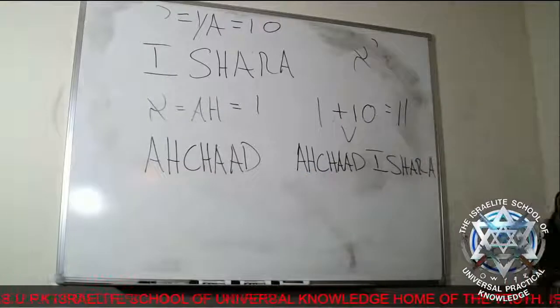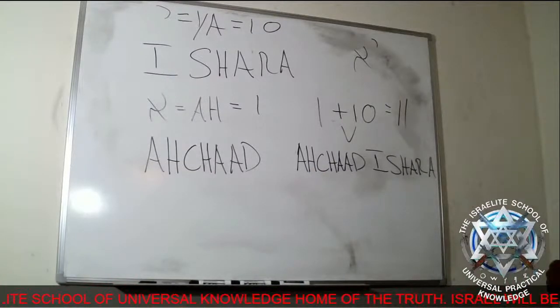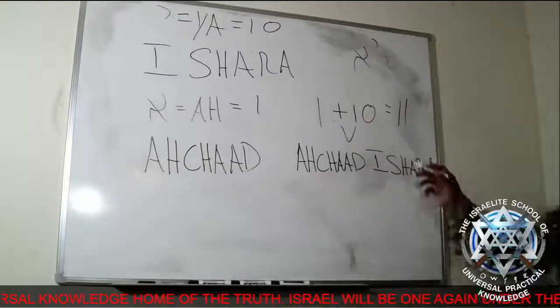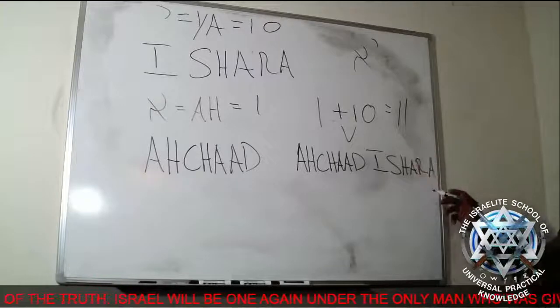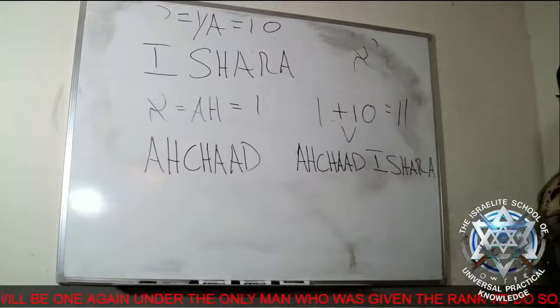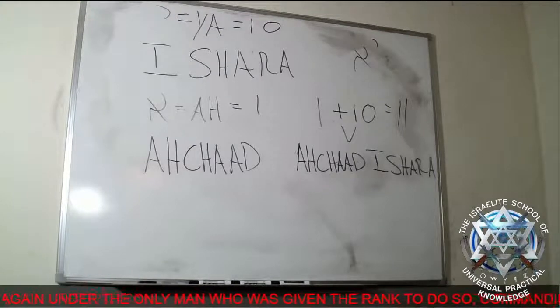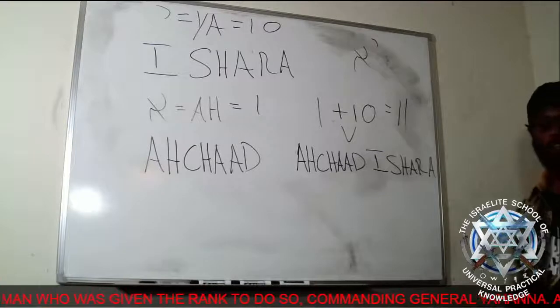I write it that way instead so there's no confusion. Akkad is 1, Ishura is 10. 1 plus 10 gets you 11. Akkad plus Ishura gets you 11. So to say the number 11 is Akkad Ishura. Within our language, there's math.